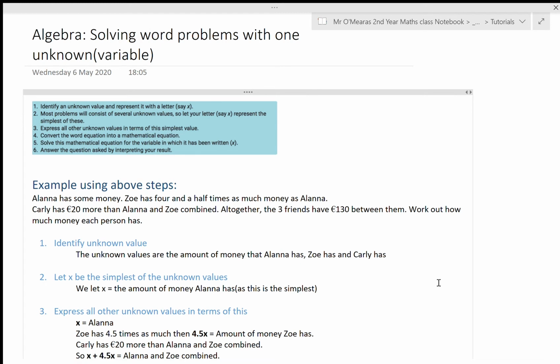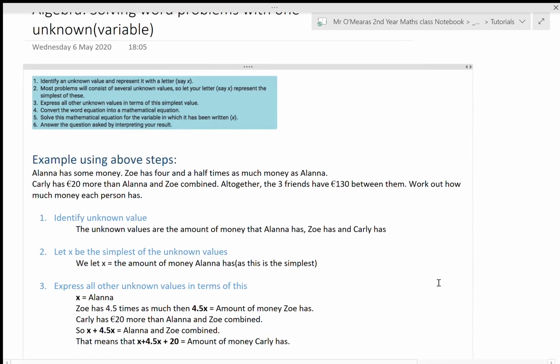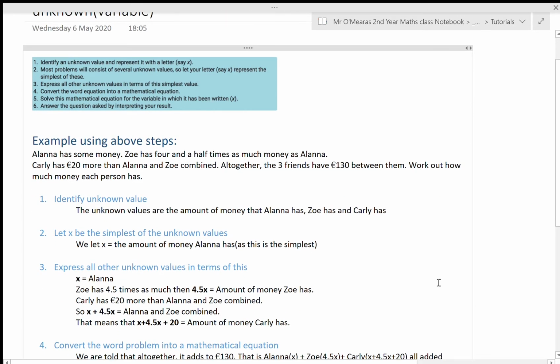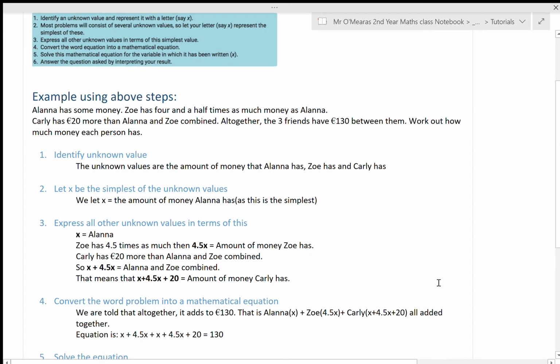So we let X equal the amount of money that Alana has, okay, as it is the simplest. So then we have to write out all of the other unknowns, so the other 2 unknowns, which is how much Zoe has and how much Carly has, in terms of that. So we've now decided that we're on step 3 now. Express all other unknown values in terms of this. So X is Alana. X equals Alana. We've decided to use that letter to represent the amount of money she has.